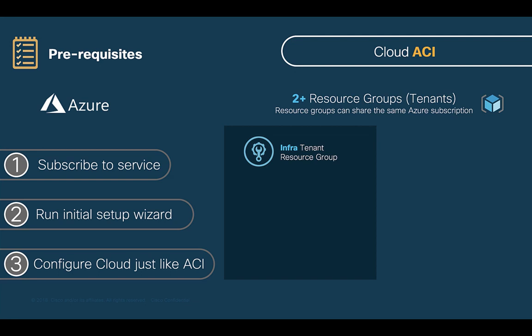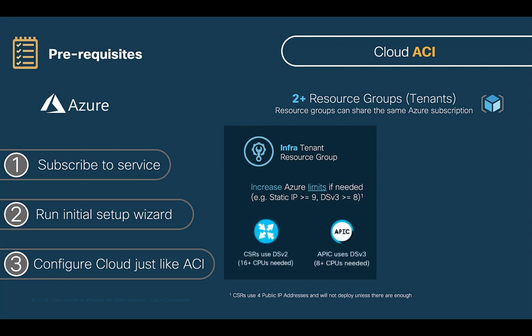Unlike AWS, Azure has a default of 10 public IP addresses. Therefore, we don't need to request additional ones. However, the default virtual CPU limits may need to be increased. This is because CSR uses multiple D-Series VMs based on the bandwidth you choose, and APIC uses the D-Series V3 with at least 8 virtual CPUs to deploy.